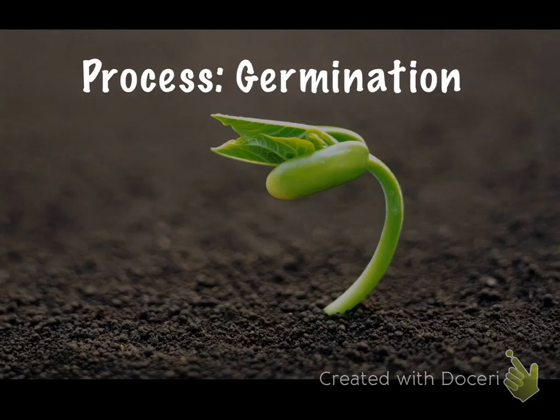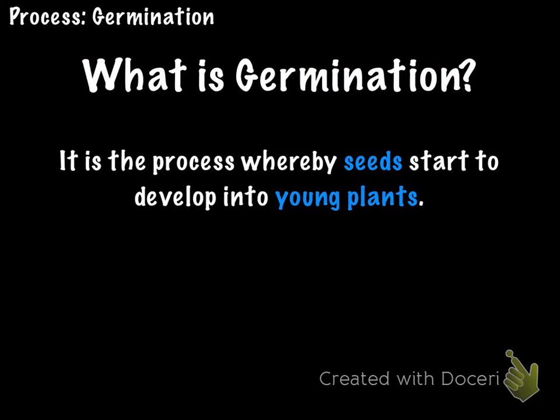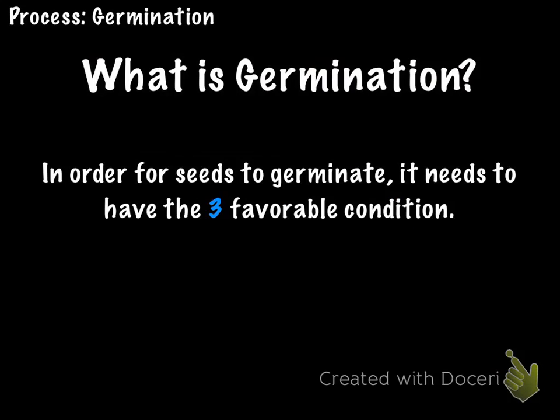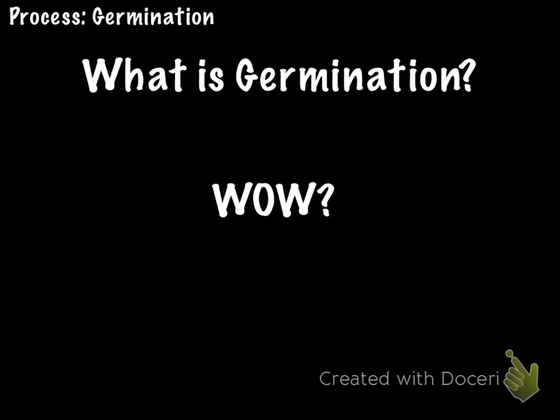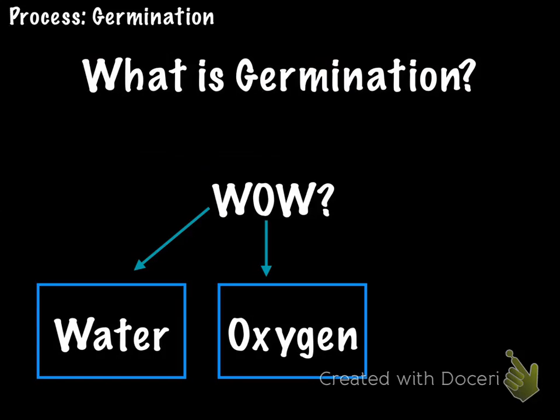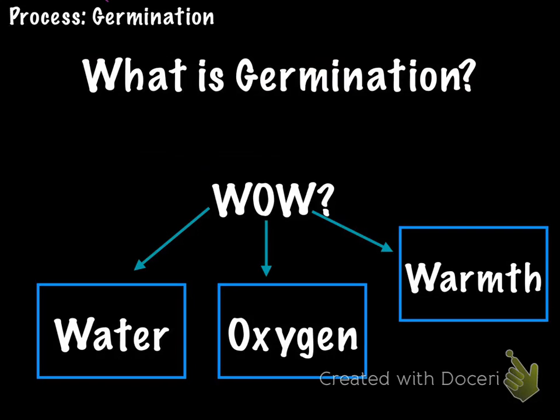Now, germination. What is germination? Germination is the process whereby seeds start to develop into young plants. In order for seeds to germinate, they need to have the three favorable conditions. They need to have the three wows. Do you remember what the three wows are? Most of you must be wondering, wow, what does it mean? Wow means W stands for water, O stands for oxygen, and W stands for warm. So can you see? W-O-W, wow.